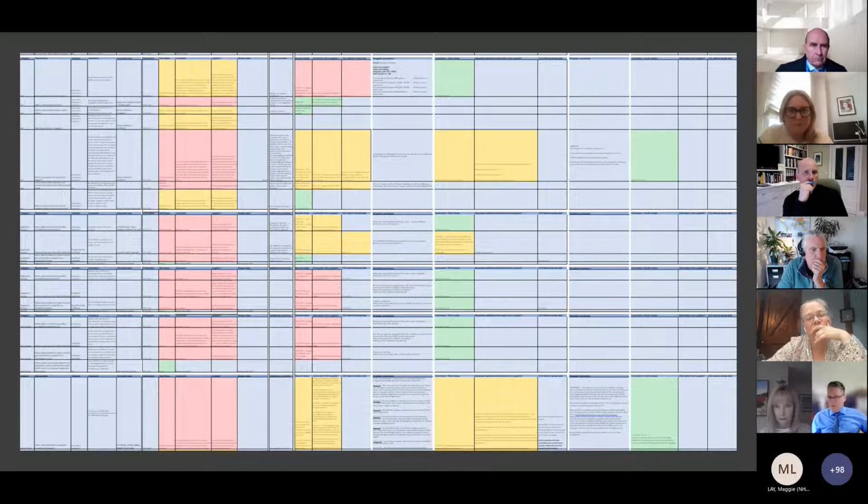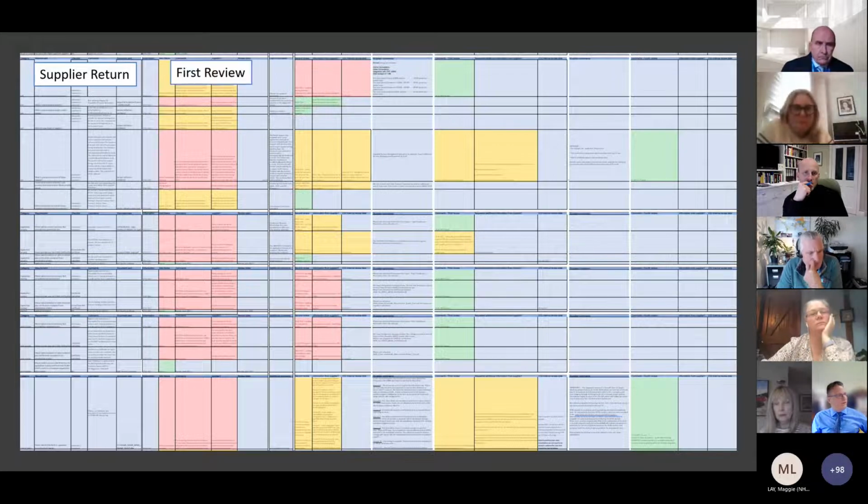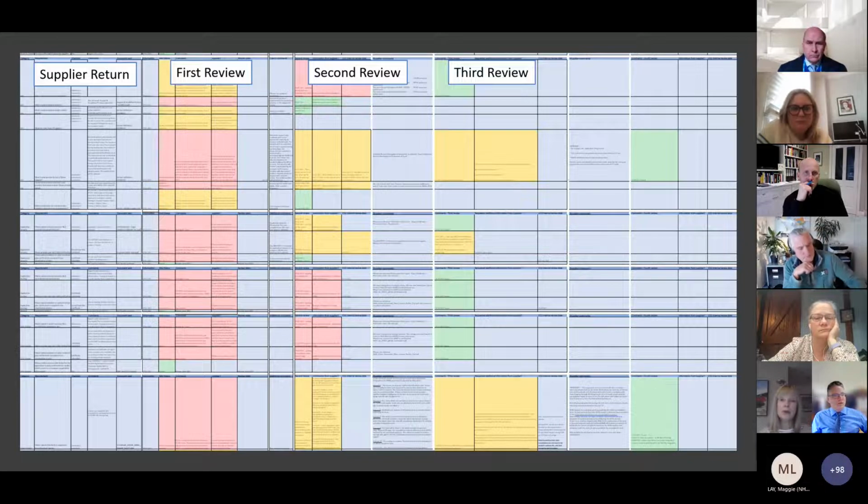You really can't see the detail in this one, but what you can see is that there's a section where the supplier has done their submission, and then a series of reviews. For this supplier, as you can see, our first review wasn't particularly positive, and they failed just about everything. But through a process of second, third, and eventually a fourth review, we got to the point where they had passed everything.